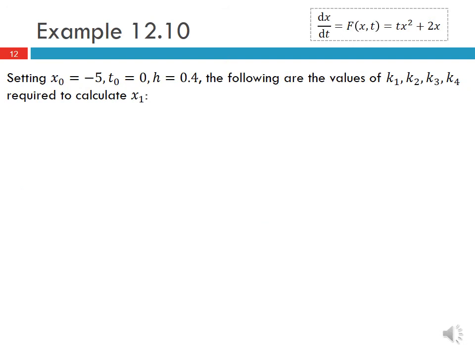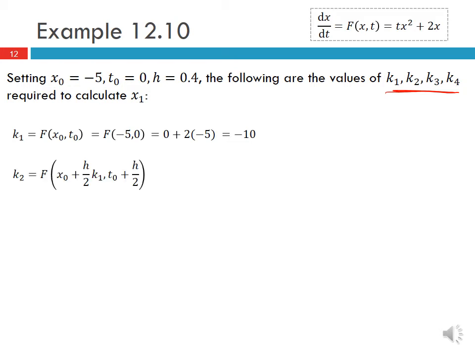So with our values, we can calculate all of the values of k1, k2, k3, and k4 for our first time step. So k1 is just evaluating the function at x0 and t0, which is evaluating the function at minus 5 and 0, which is equal to minus 10.